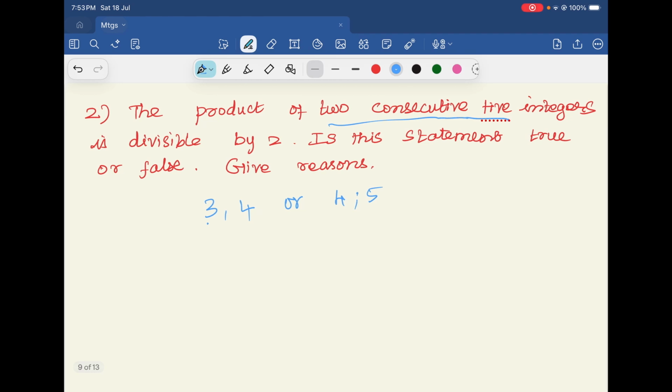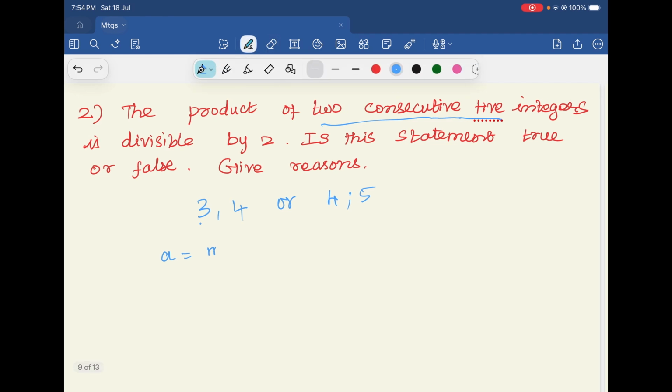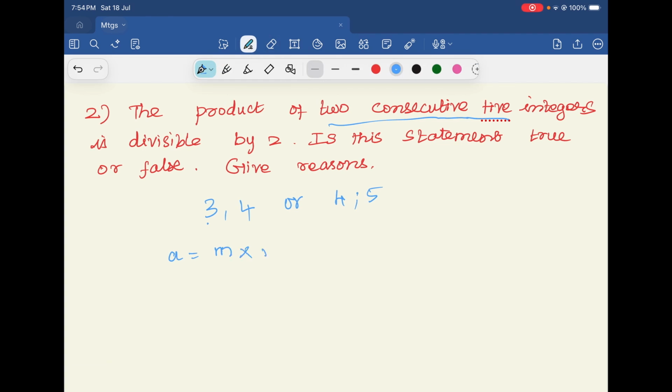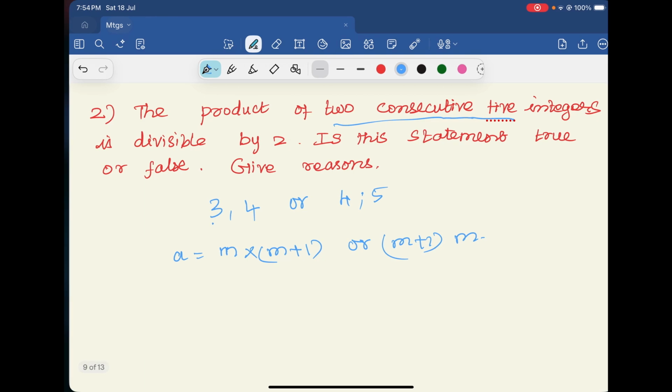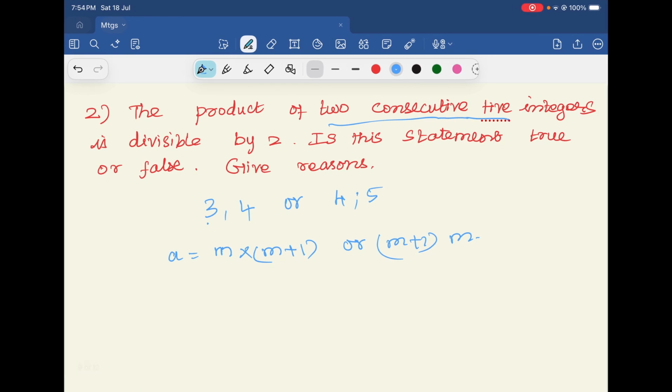So the product of two consecutive positive integers is of the form m into m plus 1, or m plus 1 into m. Now we will multiply. For example, 3 into 4 is 12, 4 into 5 is 20. So the product is divisible by 2. Is this statement true or false? It is true.